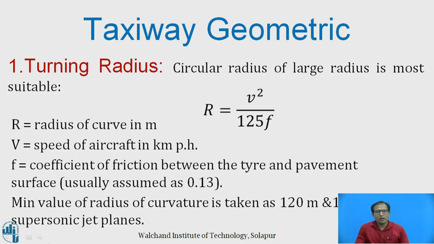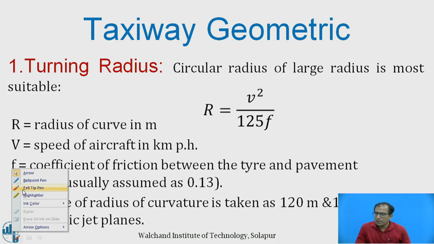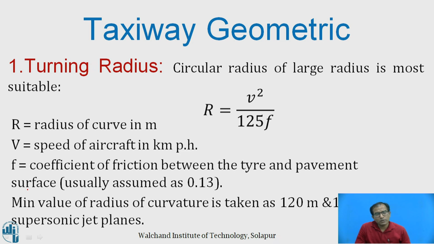So first we'll understand how to design the turning radius of a taxiway. In the last session we understood this is given by v square by 125, or another equation, Horn's equation, to get the turning radius, where v is the speed of the aircraft and f is the coefficient of friction. The turning radius should not be less than 120 meter, and 180 meter for supersonic aircraft. That is the minimum value for supersonic jet planes.